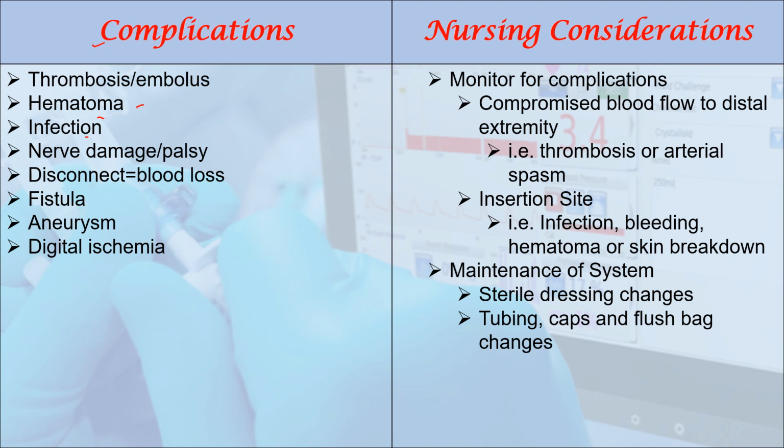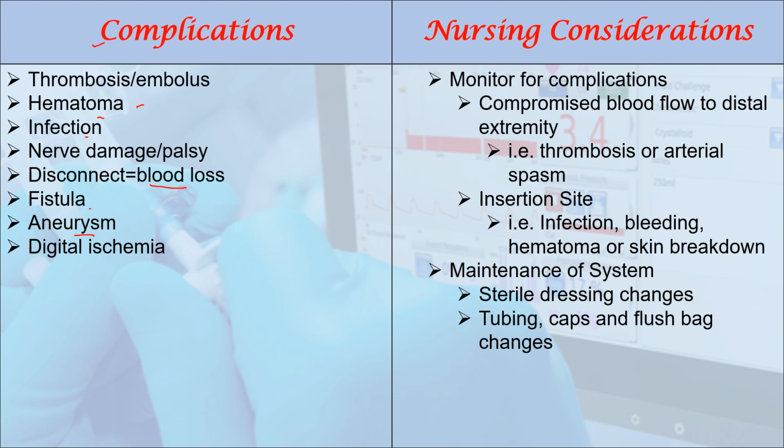Then if there is a disconnection of the line, that leads to blood loss, otherwise we say hemorrhage. Then fistula, an abnormal connection between arteries or veins, may happen. Then aneurysm, an abnormal dilatation of artery. Okay. Then digital ischemia. These are the complications due to intra-arterial line.